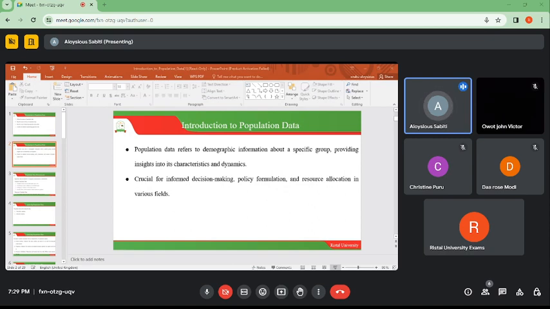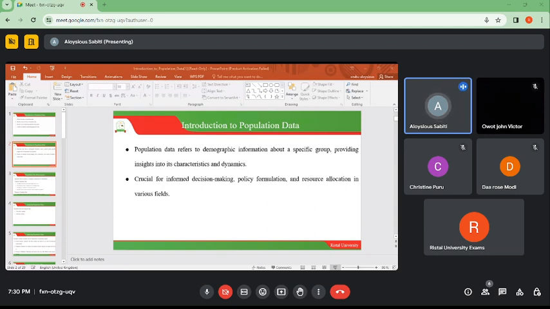govern populations, and mostly for those in the health sector, the need for data is most importantly for prevention of diseases, for curative measures, but also some therapeutic measures. So that is why population data is very key.